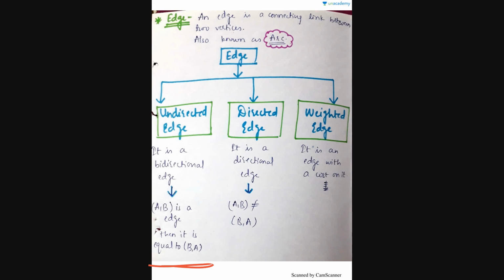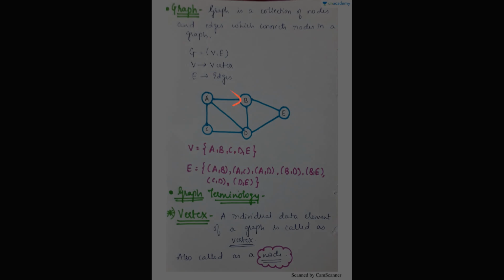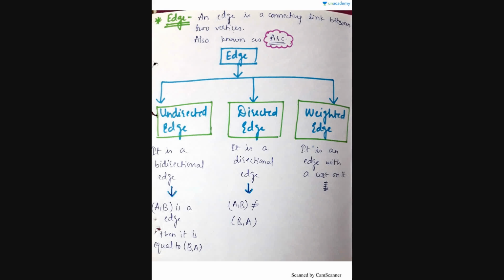And then for directed edges, suppose AB is an edge, then AB is not equal to BA. In this example, this part is an undirected edge, but if it had an arrow like this, then it would be a directed edge. That is, from A it has reached B, so that is a directed edge. So these are the three types of edges: undirected edge, directed edge and weighted edge.